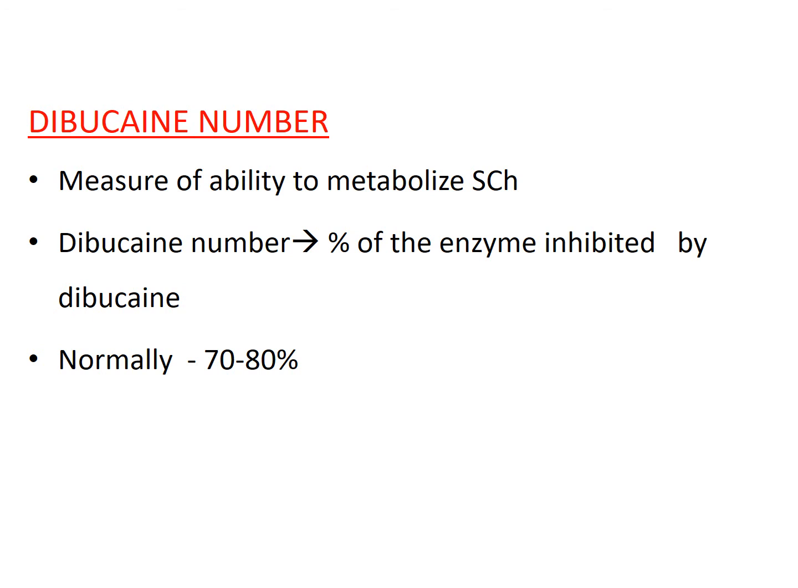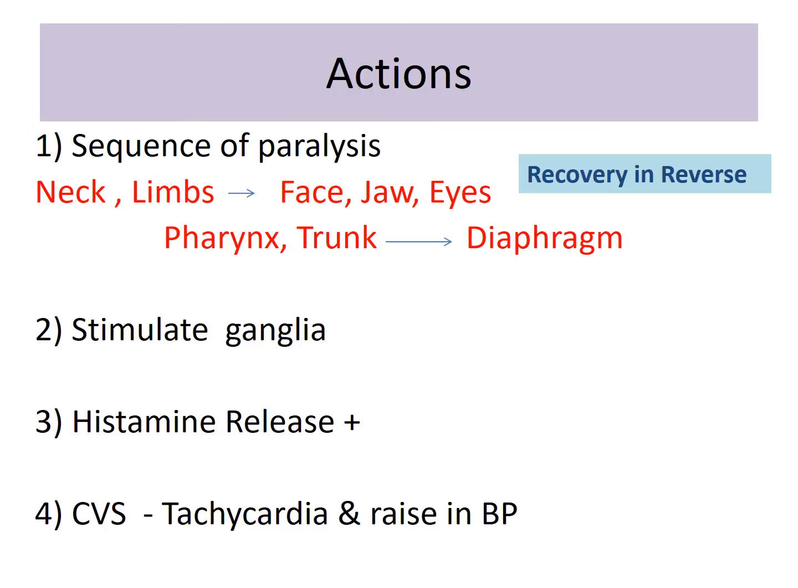So in such cases, if you have a doubt, you can check the d-TUBOCURARINE number. That means it measures the ability to metabolize succinylcholine. It indicates the percentage of enzyme inhibited by d-TUBOCURARINE. Normally a person has 70 to 80%. That means he or she can metabolize this succinylcholine. And coming to the sequence of action of succinylcholine, the sequence of paralysis includes neck, limb muscles, face, jaws, eyes, pharynx, trunk, diaphragm, the respiratory muscles. That means this is the normal order and there will be a recovery in the reverse order.